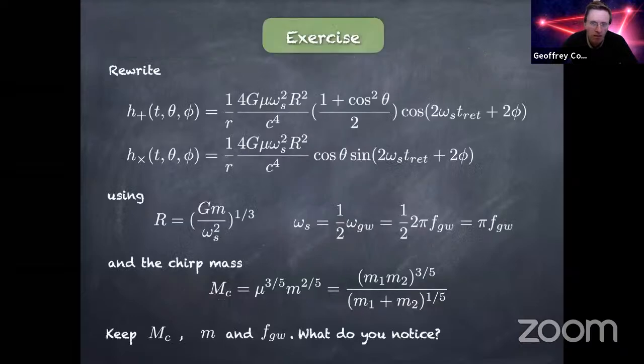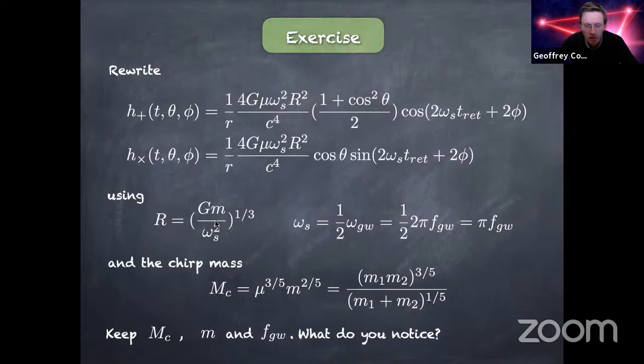Okay, so that's the quasi-circularity hypothesis. So now we have obtained this gravitational waveform, and so far we used these parameters: the source frequency, the reduced mass, and the radius between the two objects.